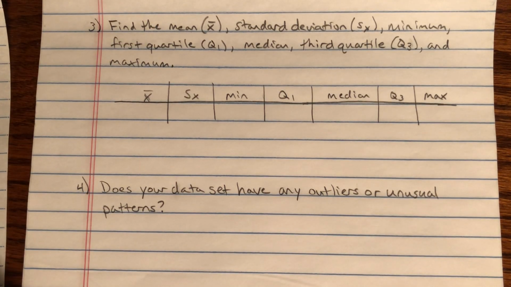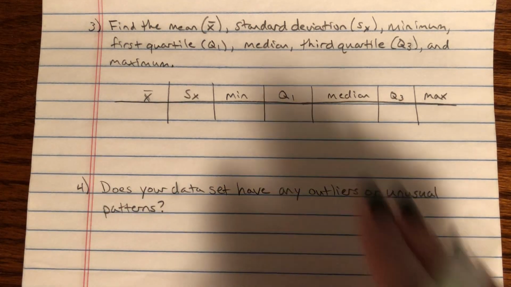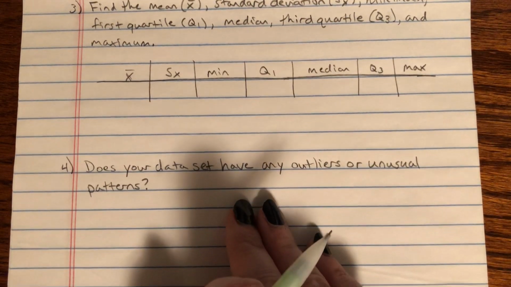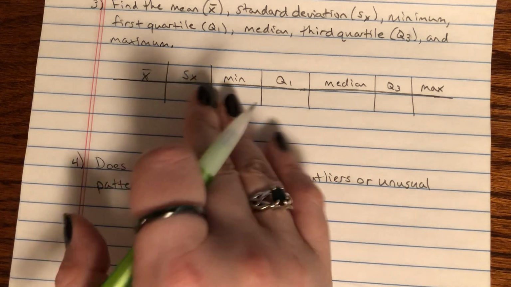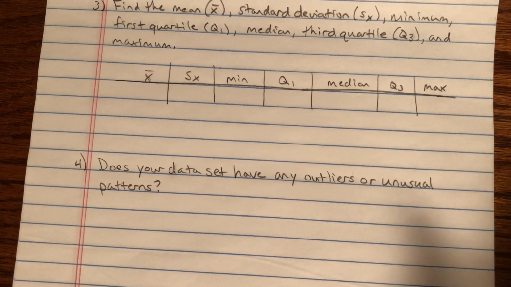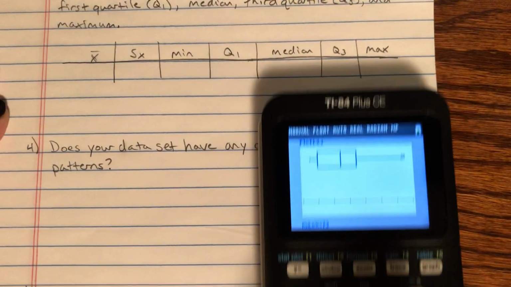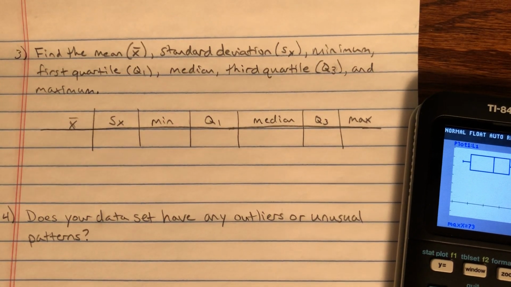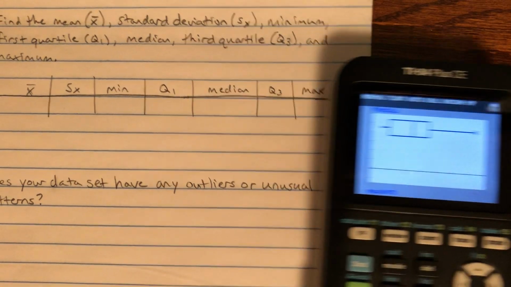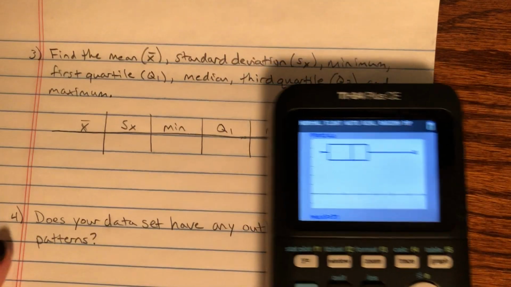All right, and I'm going to keep this off to the side so that I can show you how these numerical summaries could also give you your box plot. So you might want to do 3 and 4 first, and then go back to your box plot if you don't like to use the calculator to graph. Now you will need to use the calculator in order to find your numerical summaries, because standard deviation is an absolute pain to do by hand. You can, but I don't recommend it.